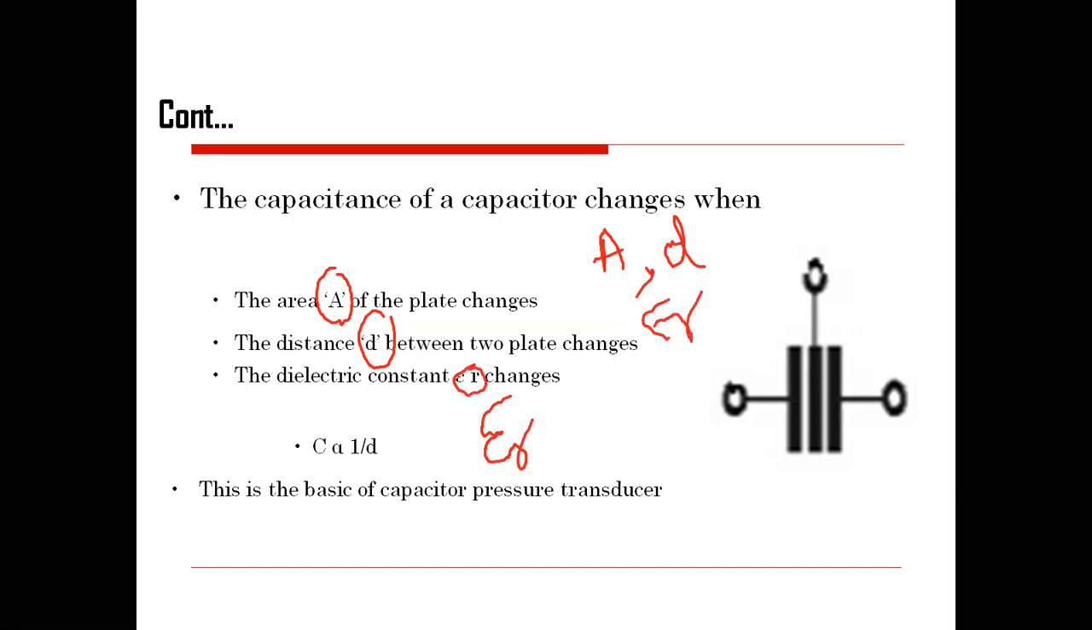And what is epsilon r? This particular term is the dielectric constant. So C is a function of the area and 1 by d, and this is the basis for the capacitive pressure transducer. Here we have two plates, and this one is the third one. Now, if I consider that this middle plate either moves to this side or moves to this side, then what is going to happen? There will be a variation in the displacement of this type of capacitor, a change in capacitance. What causes the change in capacitance? The motion of this plate causes the change in the capacitance.